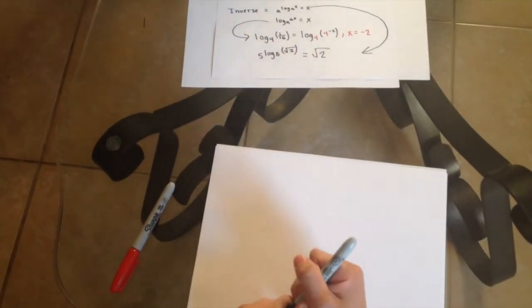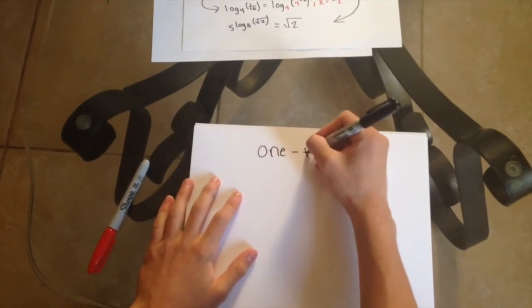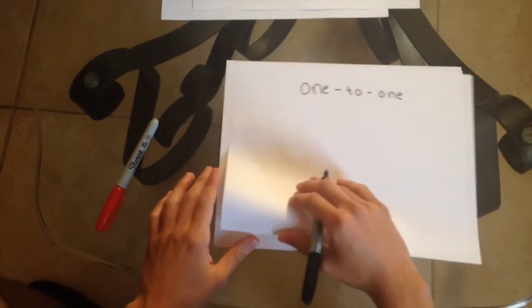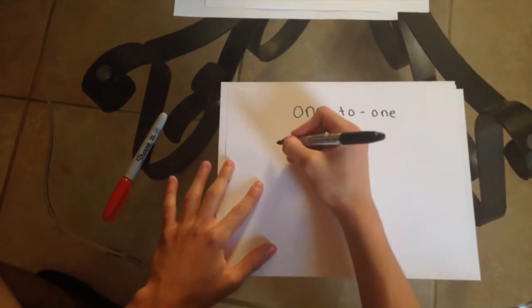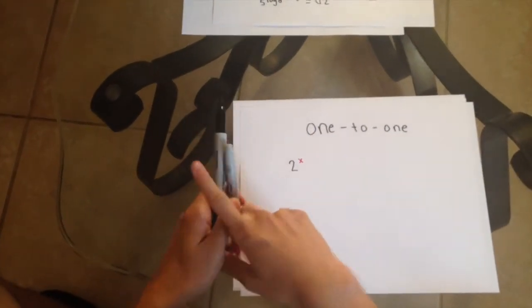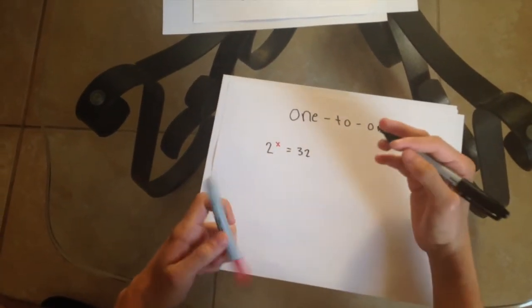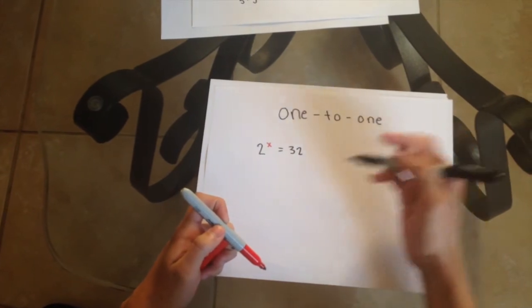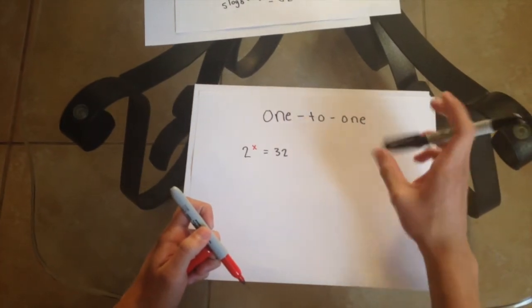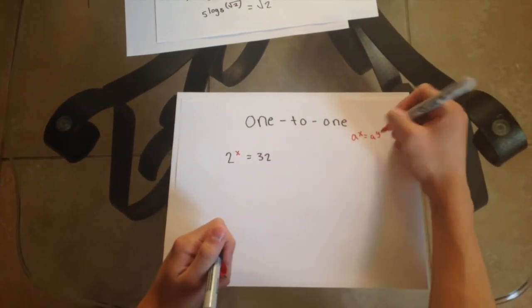Okay, now let's just do a quick example using the one-to-one property and the inverse property. Okay, so for the one-to-one property, let's take 2 to the x equal to 32. Now what we have to do here is isolate x. The first step for the one-to-one property is to have the same bases, a to the x is equal to a to the y, because of the formula.